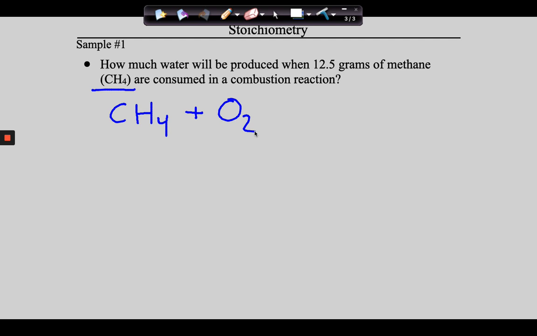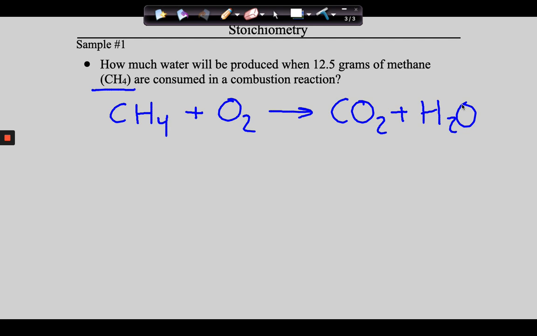Now guys, at this point, we need our products. And it tells us what our products always are. We don't need to balance charges. We don't need to look anything up. We just need to blindly write down carbon dioxide and water. Now guys, Colton brought up a really interesting point. Does it matter which one you put first? And the answer is no. You can put water and carbon dioxide. That's fine too. But then guys, we need to balance this.